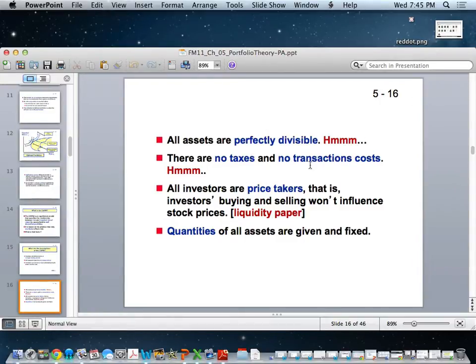You guys have taxes and transaction costs built into your portfolio. All investors are price takers. That is, investors buying and selling won't influence stock prices. Oh, really? Warren Buffett and Fidelity buying and selling has no impact on prices. How about you flip 100,000 shares of some illiquid ETF that these two gentlemen are going to talk about today? That's liquidity right there.